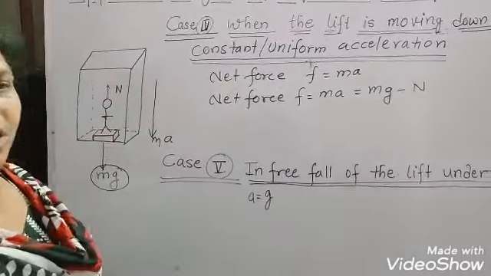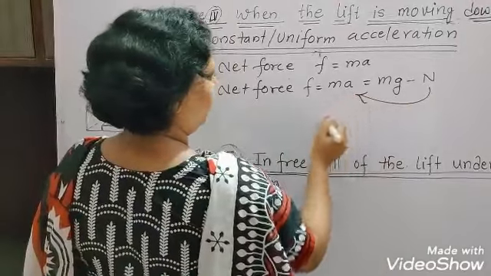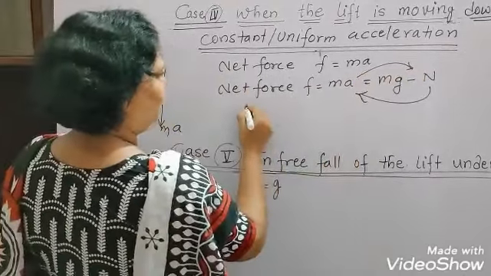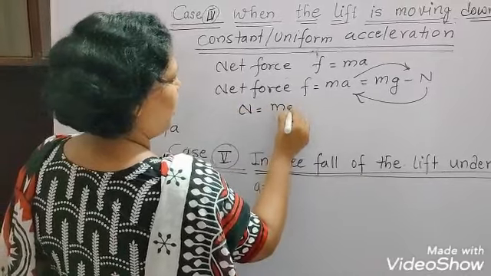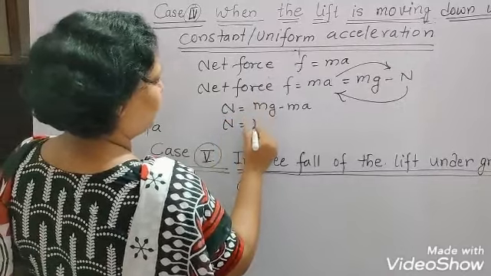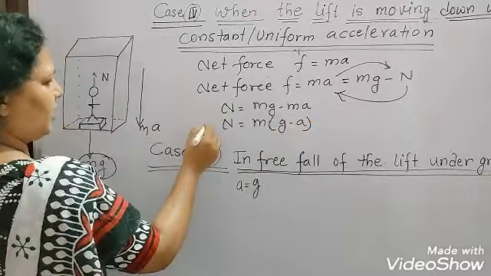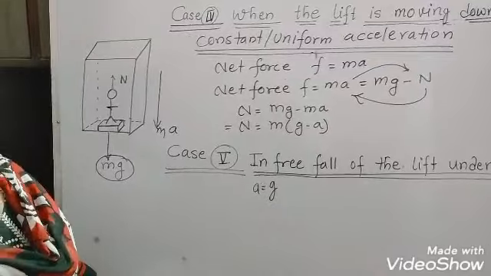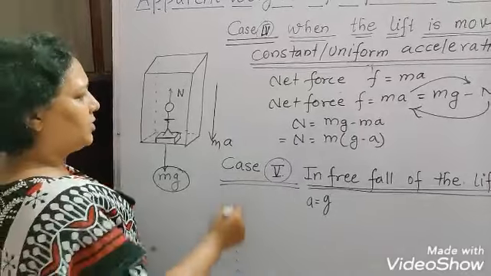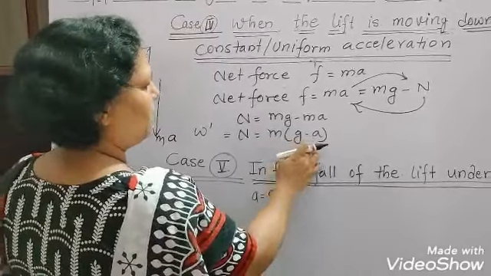It is equal to mg minus N, or we can say, if you transfer N to this side and ma to that side, you'll find N is equal to mg minus ma, or N is equal to m(g minus a). This N is the reading of the weighing machine. This normal reaction is the reading of the weighing machine, or you can say the apparent weight W dash is equal to m(g minus a).